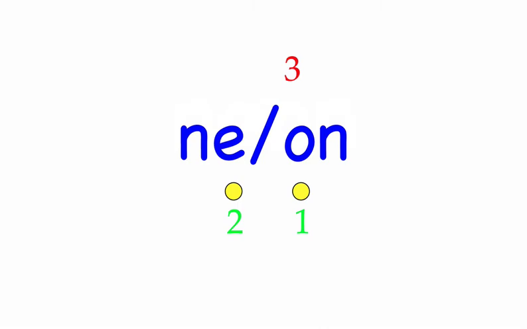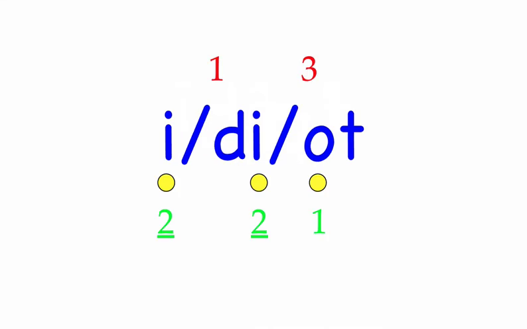Idiot. Sometimes he acts like he is an idiot. First syllable I, 1 sound. Di, 2 sounds. D, I. Ot, 2 sounds. Ah, t. I, di, ot. Mark the word. And the word is spoken in conversation, idiot.